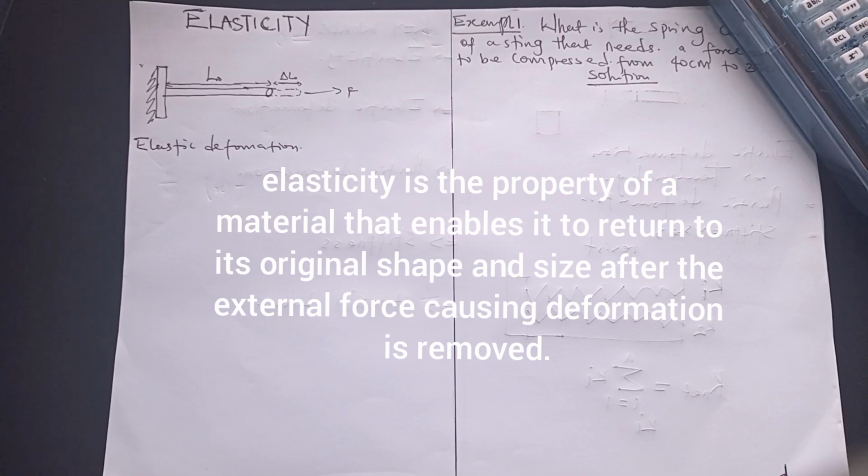So today we're looking at elasticity. Elasticity is the property of a material that enables it to return to its original shape and size after the external force causing deformation is removed. The external force causing deformation is being removed. The ability of the material to return to its original shape.